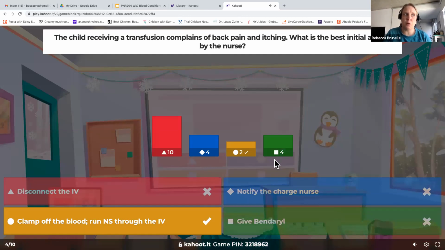Okay, so a couple of you got this. This one is a little bit trickier. So if you're having back pain and itching, you're worried that they're having a transfusion reaction. So you definitely want to stop the blood. And the reason why the yellow is better than the red is because you want to make sure that IV stays patent. So you don't want to just disconnect the IV. You want to run something through it to make sure that if you need to give IV medications, you have a good solid line that's going to work.